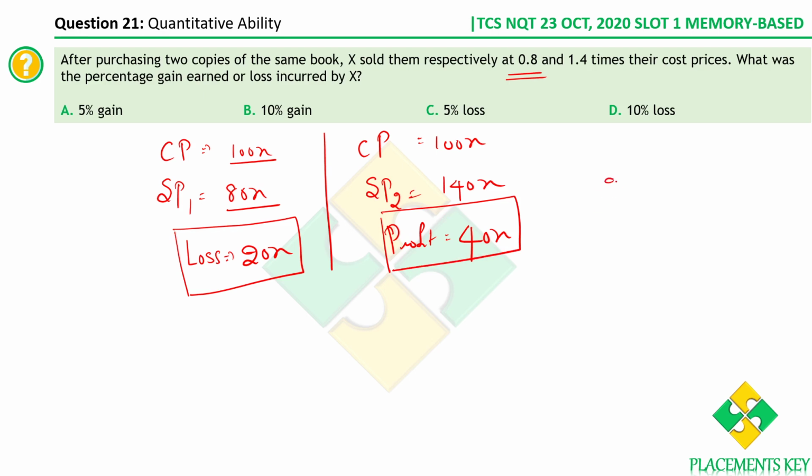Effectively, he has gained 20x, isn't it? His gain is 40, his loss is 20. So effectively, he has gained 20x. So this is the gain. Now what are we supposed to find? We are supposed to find it in terms of percentage. So what is it? Gain percentage.